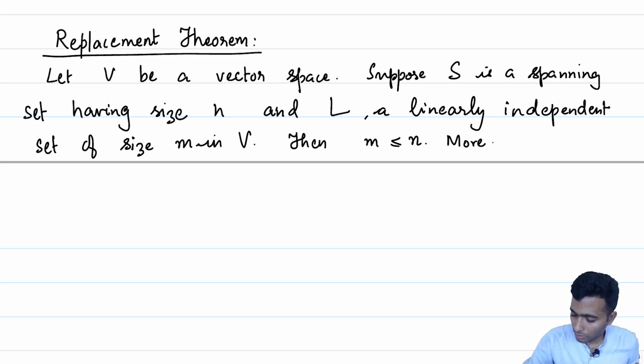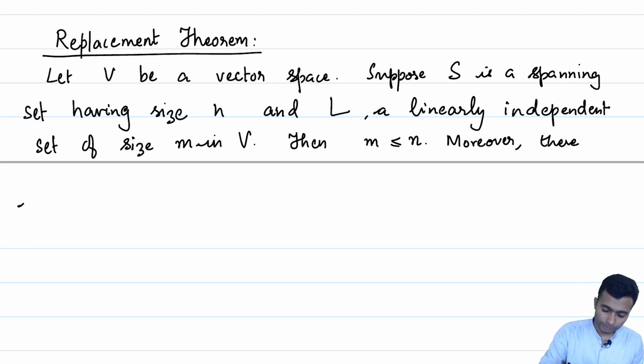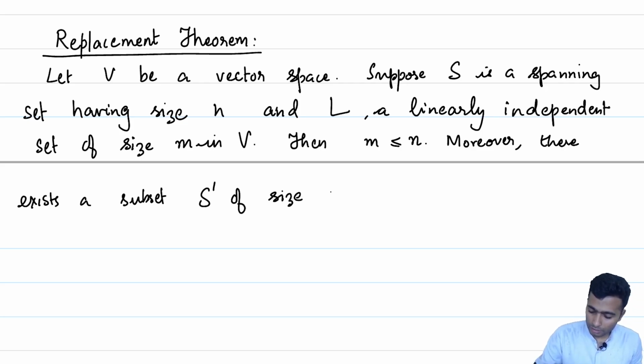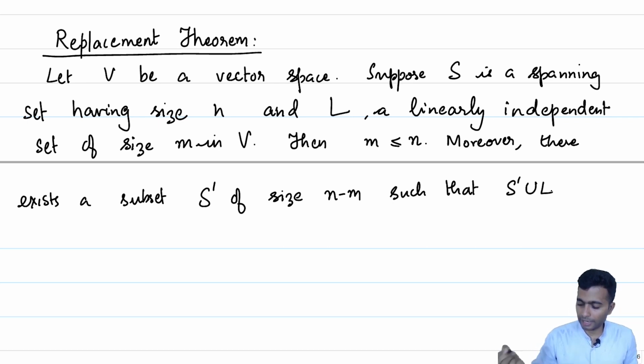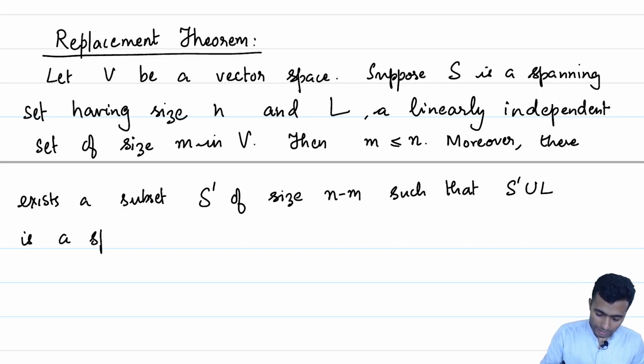Moreover, it's not over. There exists a subset S prime of size n minus m such that S prime union L, which now has size n minus m plus m, which is equal to n, is a spanning set of V.